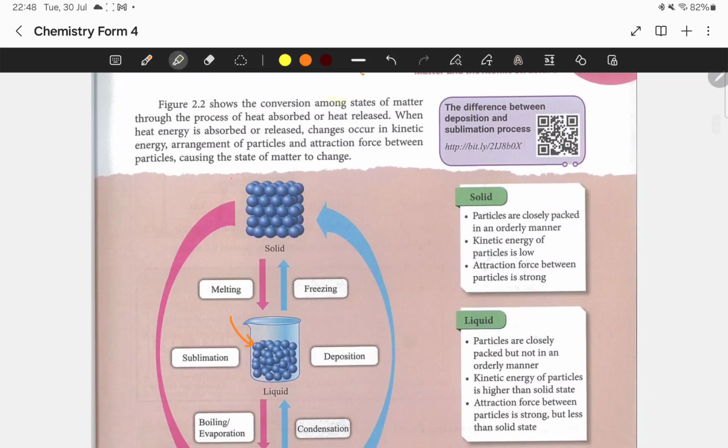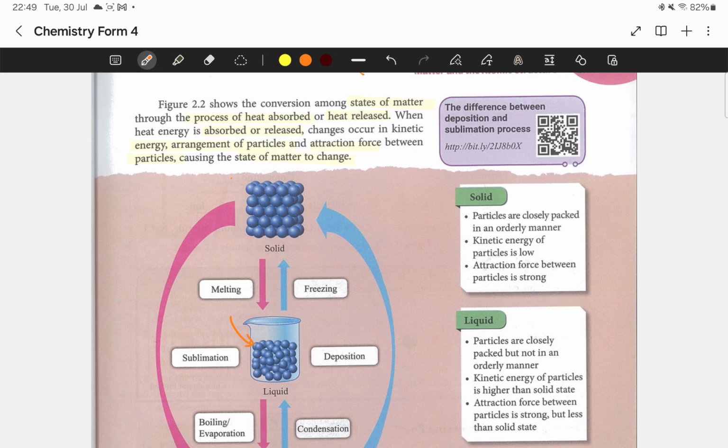Okay, figure 2 shows the conversion among states of matter in the process of heat absorbed or released. When the heat energy is absorbed or released, change occurs in the kinetic energy, arrangement of particles, and attraction forces between the particles, causing the state of matter to change. Let's say you have ice cream. When the ice cream absorbs heat, it turns out to be liquid. So when it becomes liquid, there is a difference in the kinetic energy, the movement, the energy that each molecule has to move, and the arrangement of the particles.